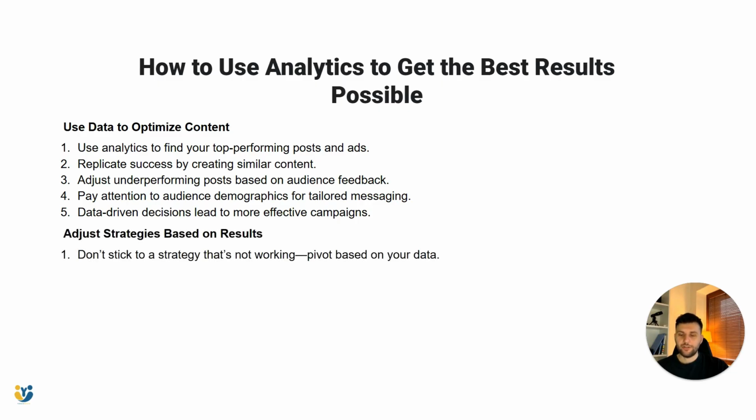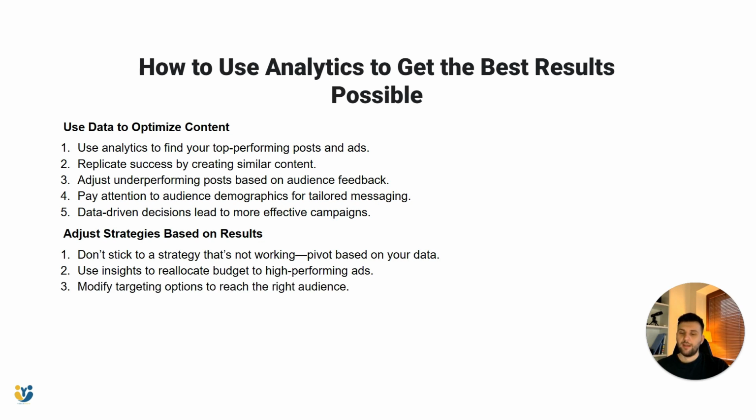After that, adjust strategies based on results, because you just cannot stick to a strategy that's not working. Only make decisions based on your data, right? Also, make sure you use insights to reallocate budget to high performing ads. Again, double down on what's working. Also, modify targeting options to reach the right audience. Also, update your content plan based on engagement.